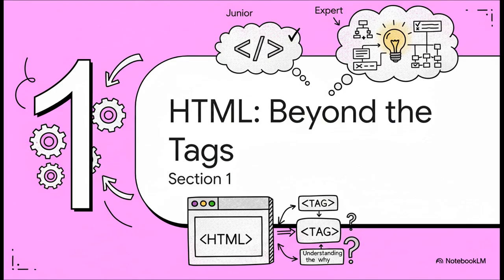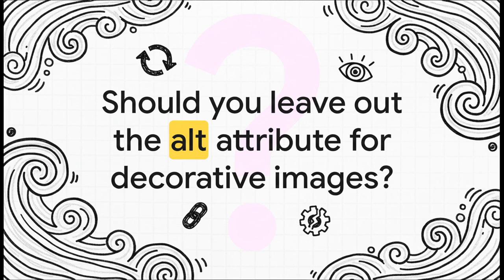We're going to look at 3 super common scenarios where a junior dev might give an okay answer, but an expert, they give a brilliant one. Okay, let's kick things off with a classic. You've got an image that's purely decorative, like a background texture or some stylistic swirl. It adds 0 new information. A junior developer might think, well, it's useless, so I'll just leave the alt attribute off completely. But is that what a pro would do?